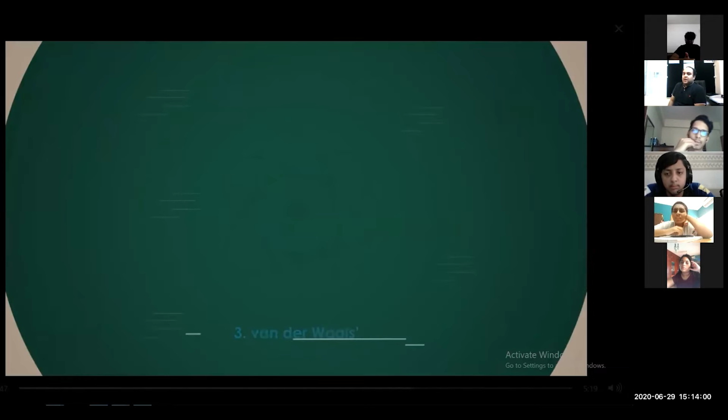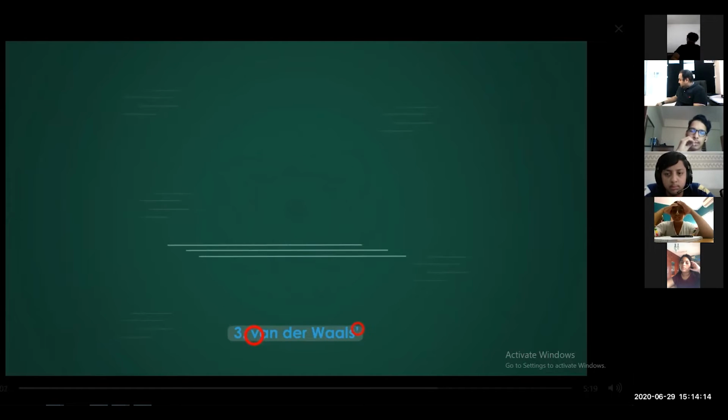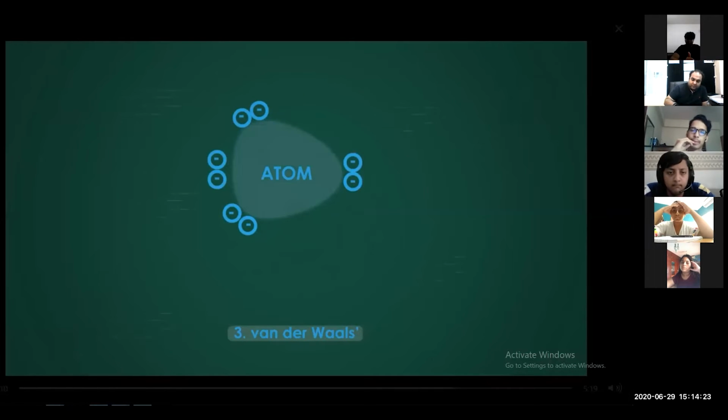Number 3, van der Waals forces. Firstly, note the spelling of van der Waals forces. It is a lowercase v in van, and the apostrophe comes after the S in Waals. Van der Waals forces are induced dipole-dipole interactions. Let's look at how these arise. They arise out of movement of the electrons in the shells. If we could freeze the action at any moment in time, there would be an instantaneous dipole at that particular moment.